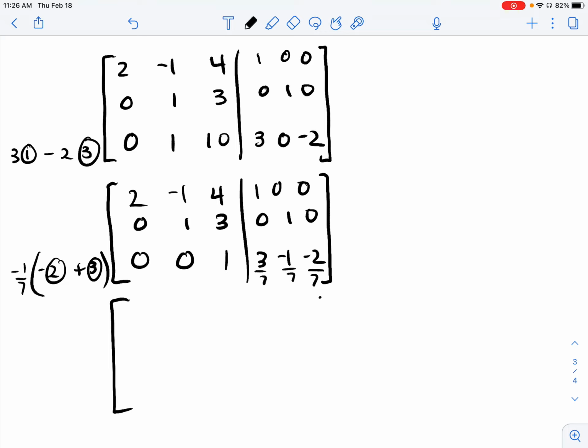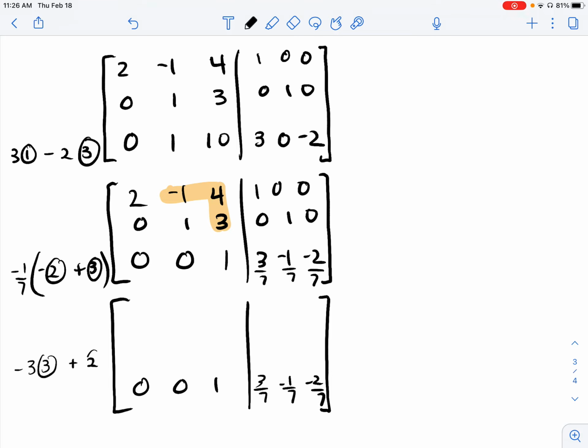Okay, so now I'm in REF. So I'm ready now to start eliminating these terms. What I'm going to try to do is make those zeros. That's my goal. So I'm going to bring down my third row since that is locked in. I don't need to do anything else to that. But now let's go negative 3 times row 3 and add that to row 2.